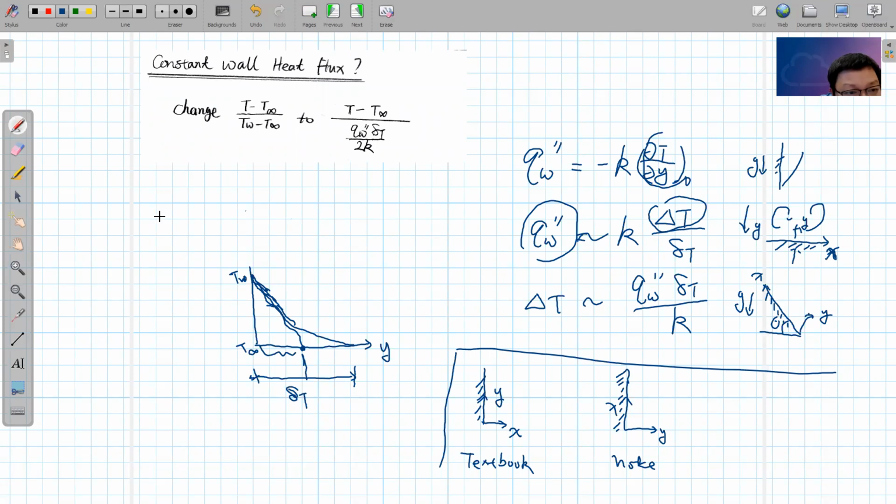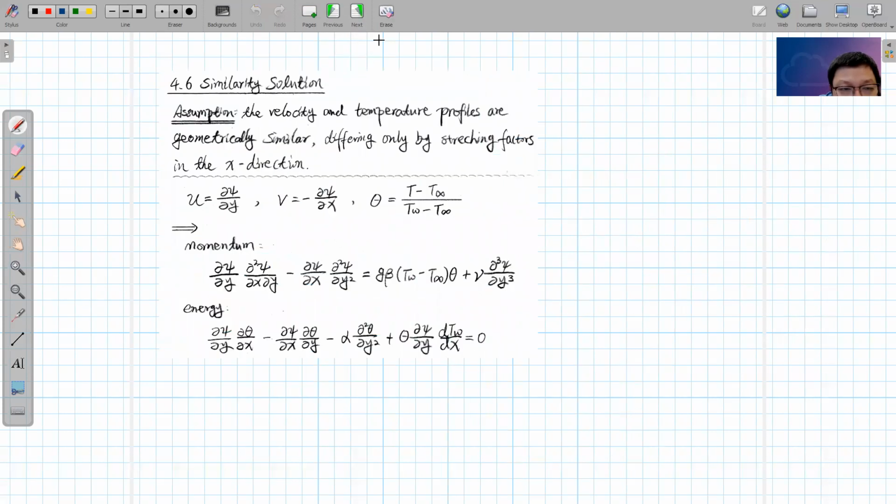All right. We finished the momentum equation. So sorry, integral solution. And the last topic of this class is similarity solution. We go over similarity solution for the flow over a flat plate, the laminar boundary layer. So the basic idea is the same.